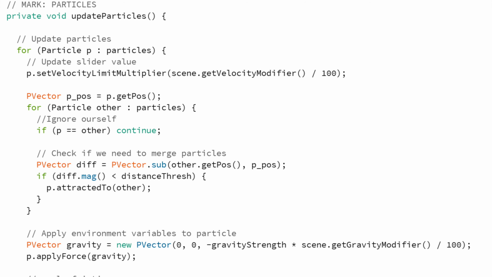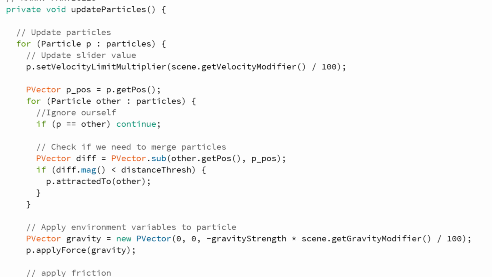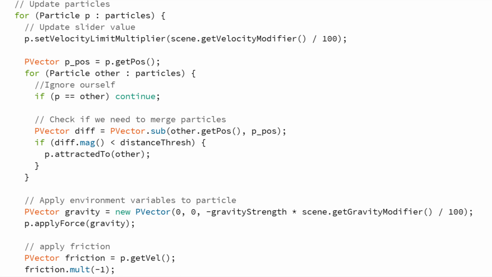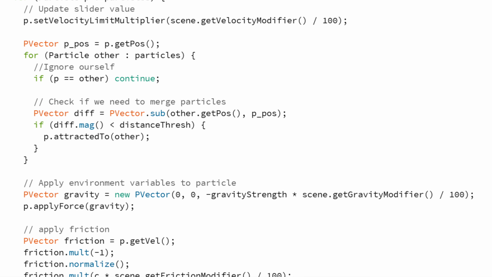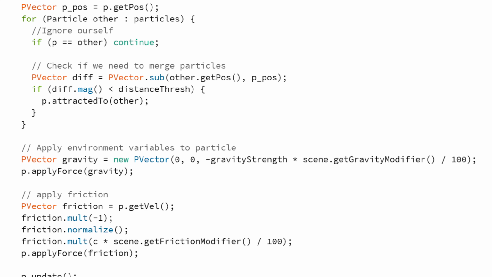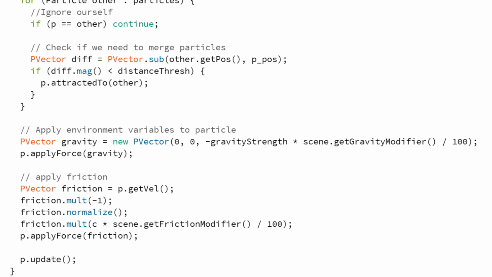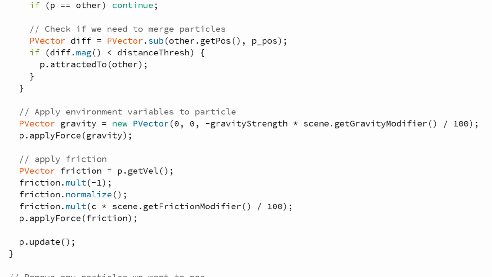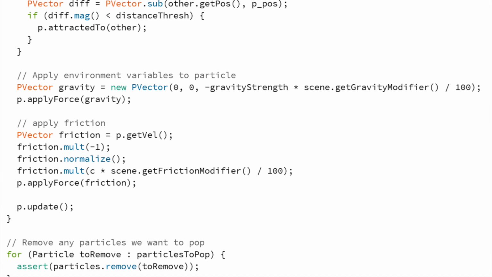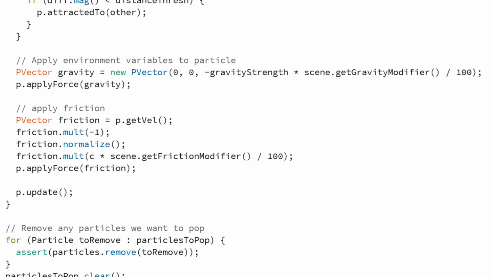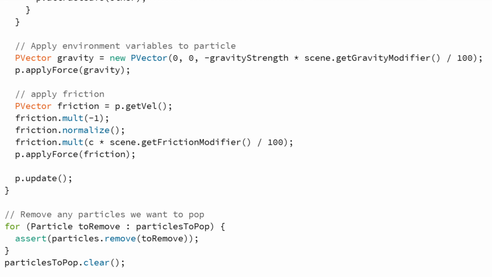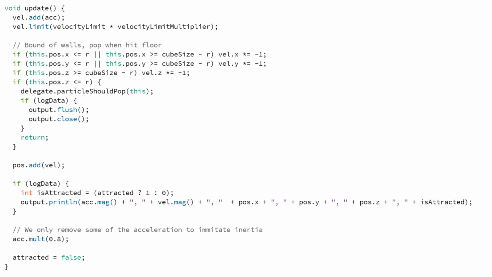In our actual particle system, when we update every particle, we first check if the distance between two particles is within a threshold, and that's only when they're attracted to each other. We also have gravity and friction, gravity being of a constant strength, and friction being a function of the particle's velocity. We multiply these both by modifiers, which are part of the GUI, and then apply the force to the particle itself. Finally, we update the particle.